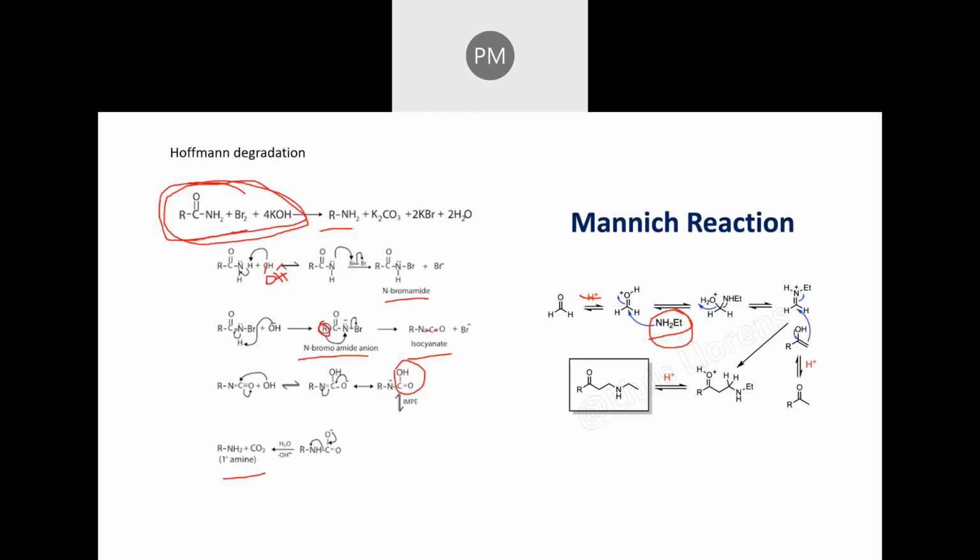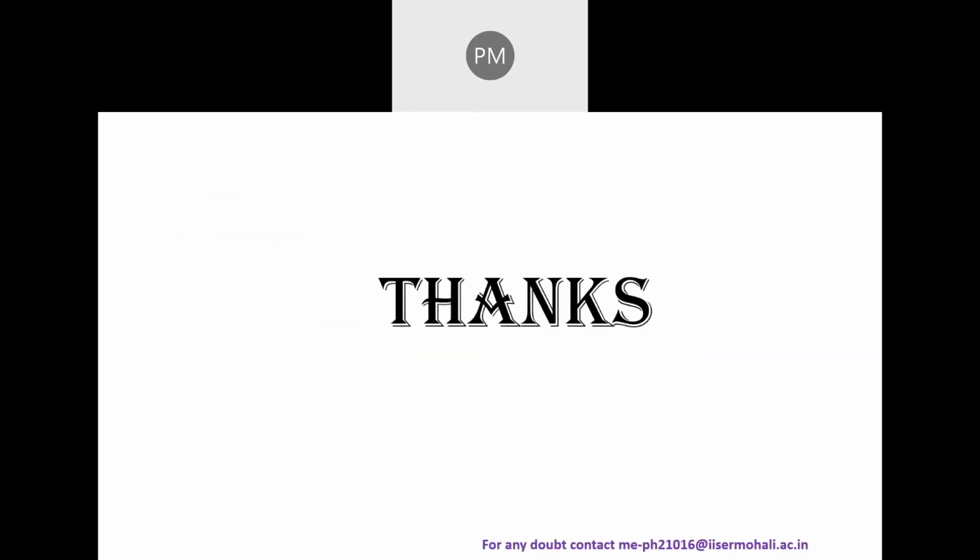So again another carbonyl is present, so RCHO, and this CH2 will be attacked here, so it will become this. This will be CH2NEt, and this will attack RCR double bond O, and this will be CH2. So after removal of this H plus, it will become this.